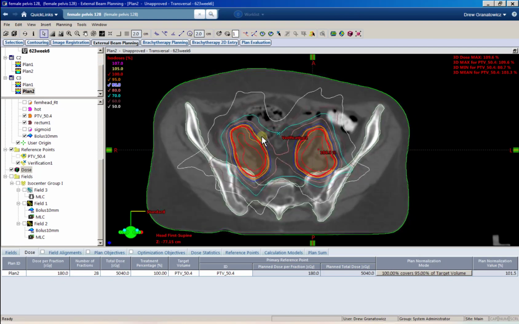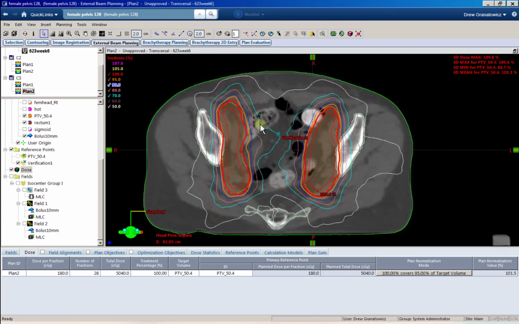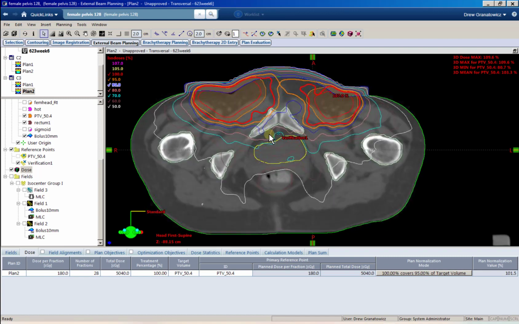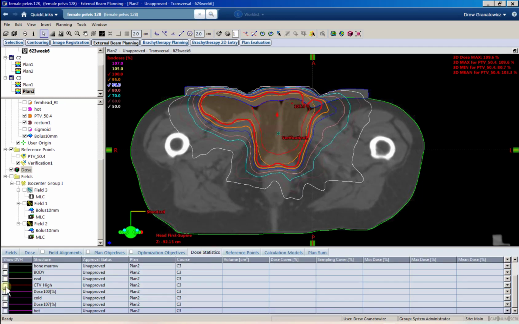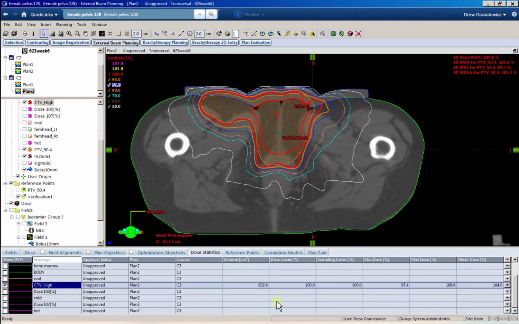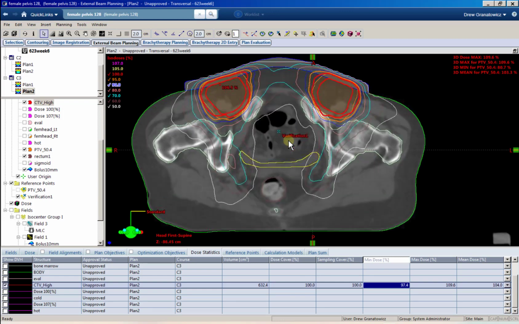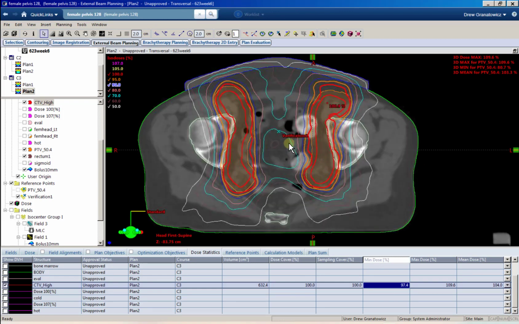So this looks pretty good, I think. It's pretty conformal. My only complaint would maybe be my CTV is a little cold, so I'd probably work on getting that CTV min dose up to 100 on this plan, okay? But otherwise, I think it looks okay.